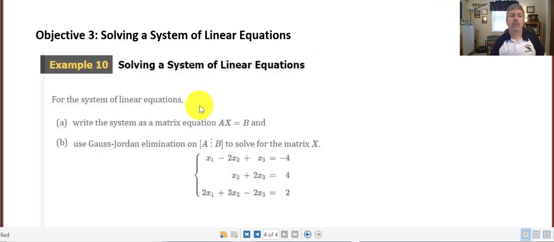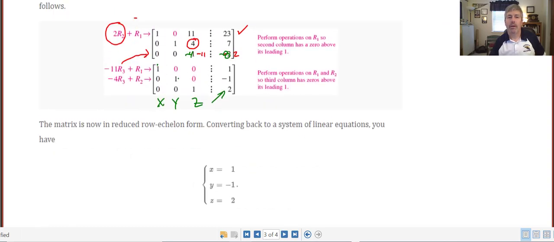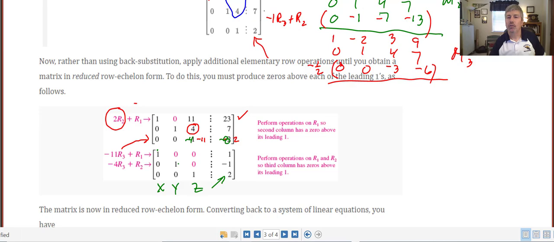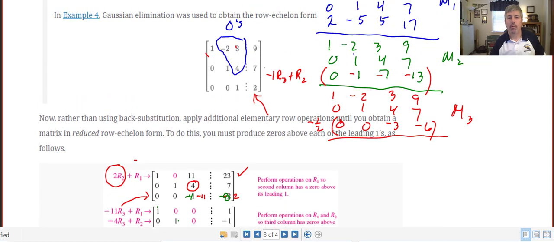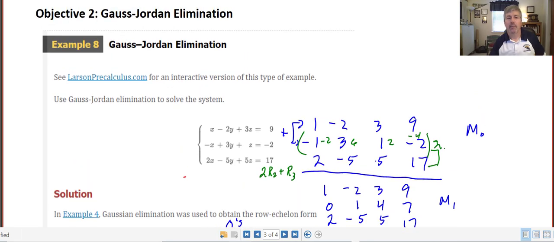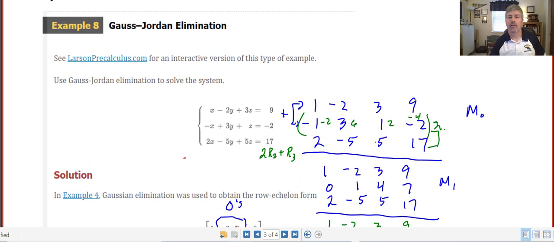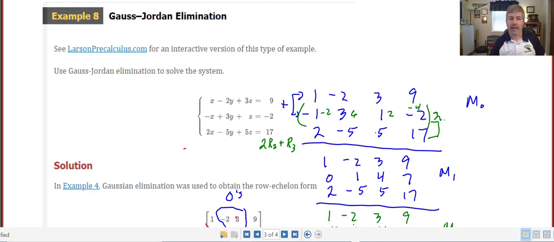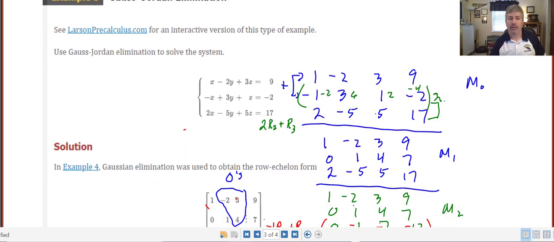I think we'll save Objective 3 for the next video, but here we have seen how you can use elementary row operations and Gaussian elimination and Gauss-Jordan elimination to easily solve a system of equations. And you'll have plenty of opportunities to get more practice with this when I see you in class.